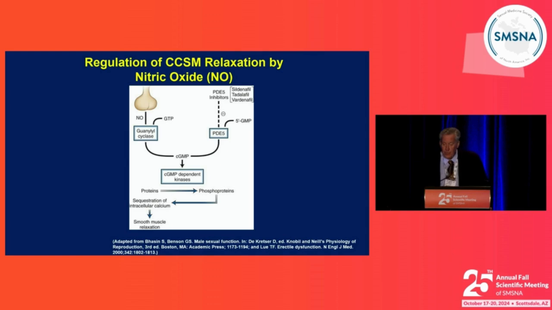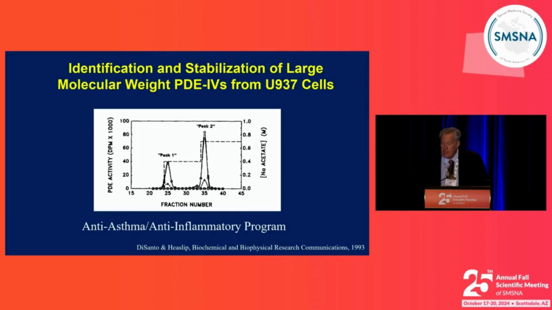So this just zooms in on that one area. So nitric oxide activating guanylyl cyclase, cyclic GMP produced, activating a number of cyclic GMP dependent kinases, and those proteins doing a bunch of things which is going to lead to smooth muscle relaxation, including sequestration of intracellular calcium.